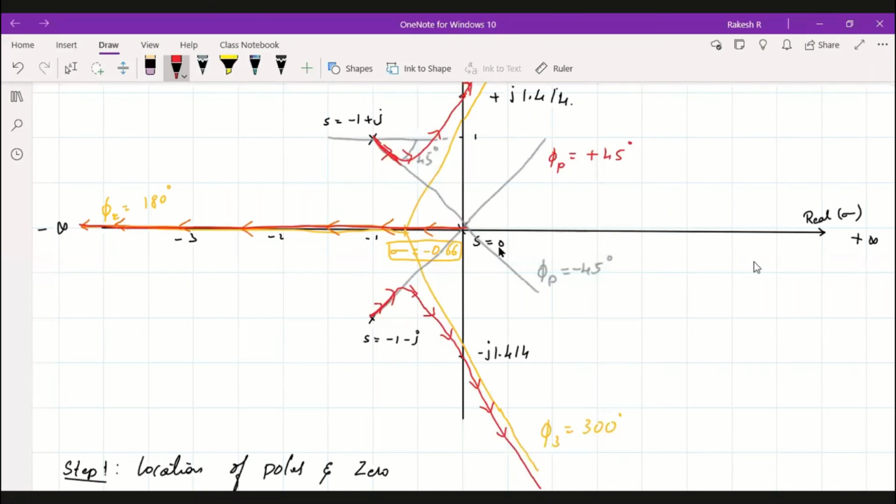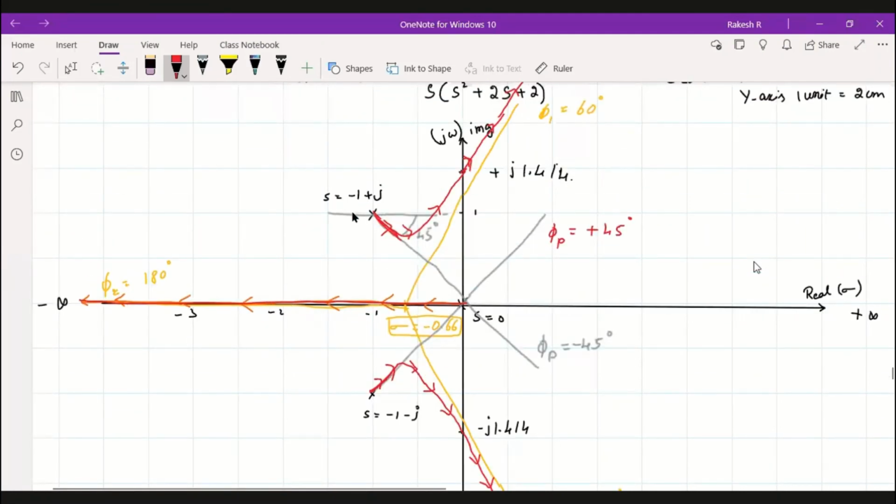And one more is s equals 0. It has started here and it is traveling along the asymptote angle only, that is 180 degree here. Right? This is what you need to draw here. This is s equals 0, minus 1 plus j, minus 1 minus j. Three poles here, and we don't have any zeros.